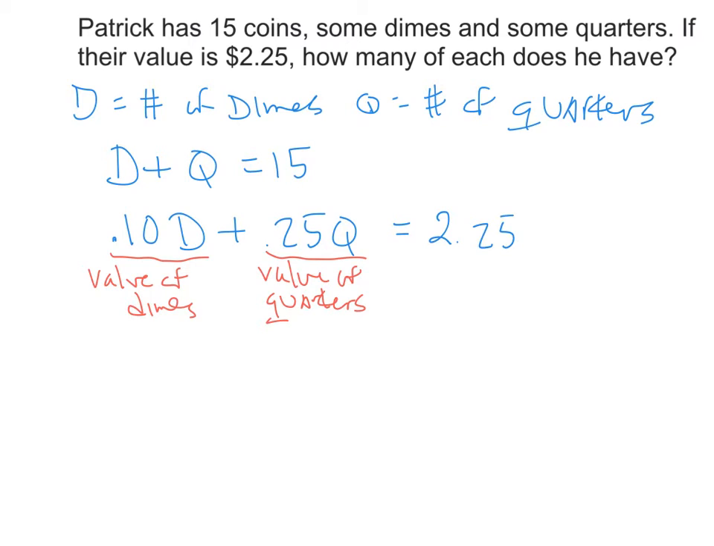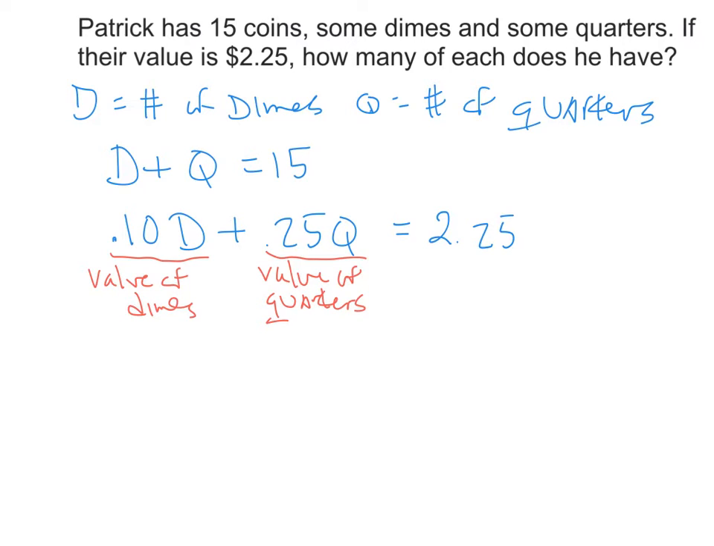Now, there's a couple reasons I chose this problem. One is that you need to be careful writing these as decimals. If you're saying the value of a dime is 10, and then you said 2.25 was the total, then you'd be using the wrong order of magnitude. These are dimes, so they're worth 1/10 of a dollar, or 0.10.